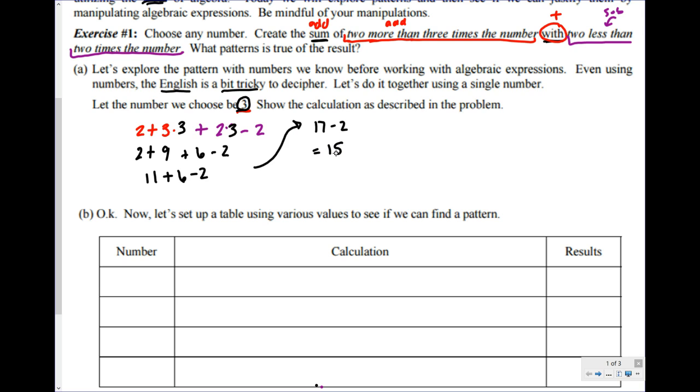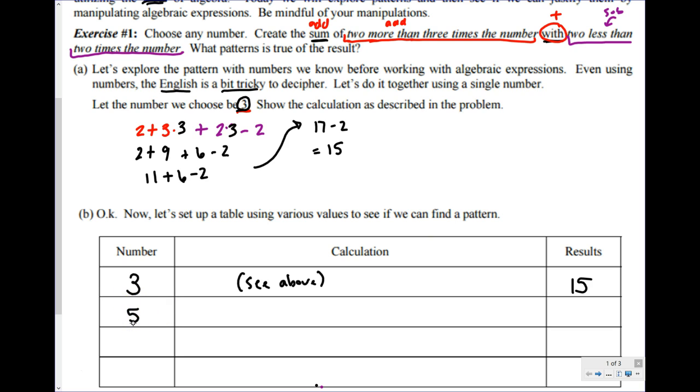Okay? So when I have the number 3, my calculation gives me a result of 15. So that's one test. So that's part A. My calculations, I'm going to put right here, see above, because the calculations were done up there. Okay, now let's set up a table using various values to see if we can find a pattern. So I'm going to start with 3, but let's say we pick a different number. Let's say we pick the number 5.